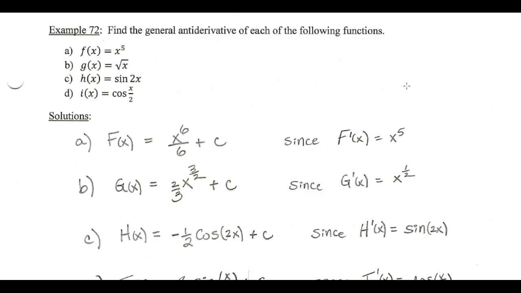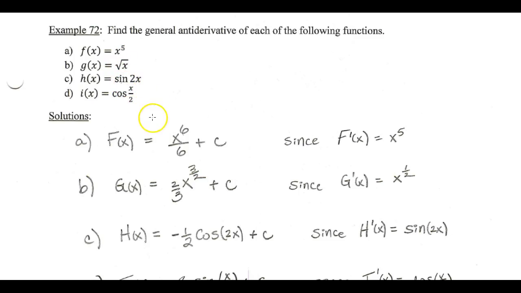Okay, this is example 72, section 4.7 here in calculus. We're looking at antiderivatives. We just went over different formulas in example 71, so we're going to use those formulas to find antiderivatives for each of the following functions. In part A, we have little f of x equals x to the fifth.